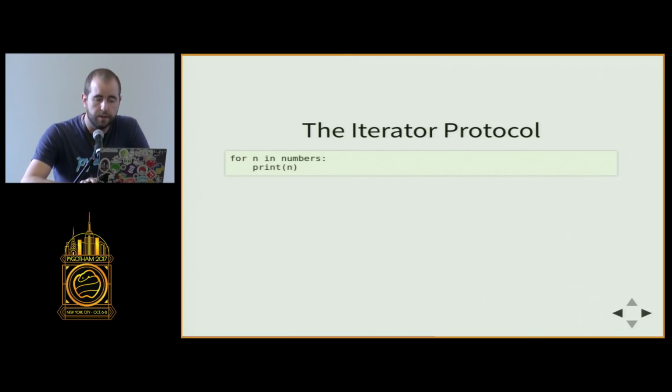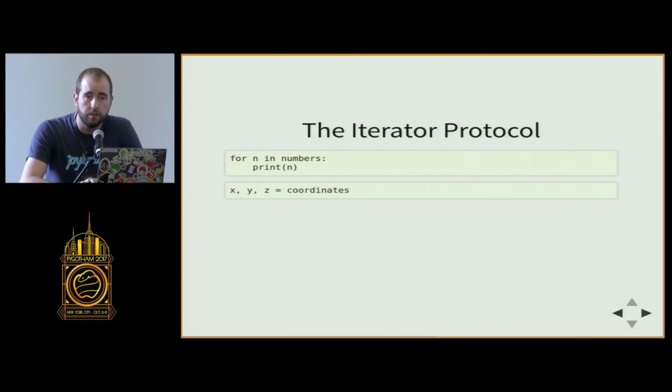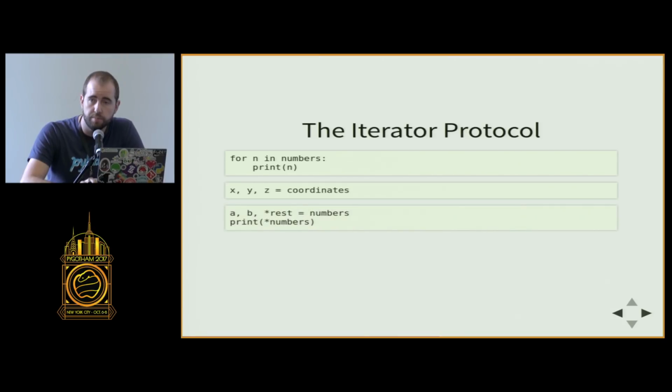This is the thing that powers all iteration in Python. For loops rely on the Iterator Protocol. Iterable unpacking uses the Iterator Protocol. Star expressions also use the Iterator Protocol. Anywhere you see any type of iteration happening, there's probably the Iterator Protocol being invoked under the hood. So for example, when you convert something to a set, there's some looping going on there. The Iterator Protocol powers all forms of iteration in Python.